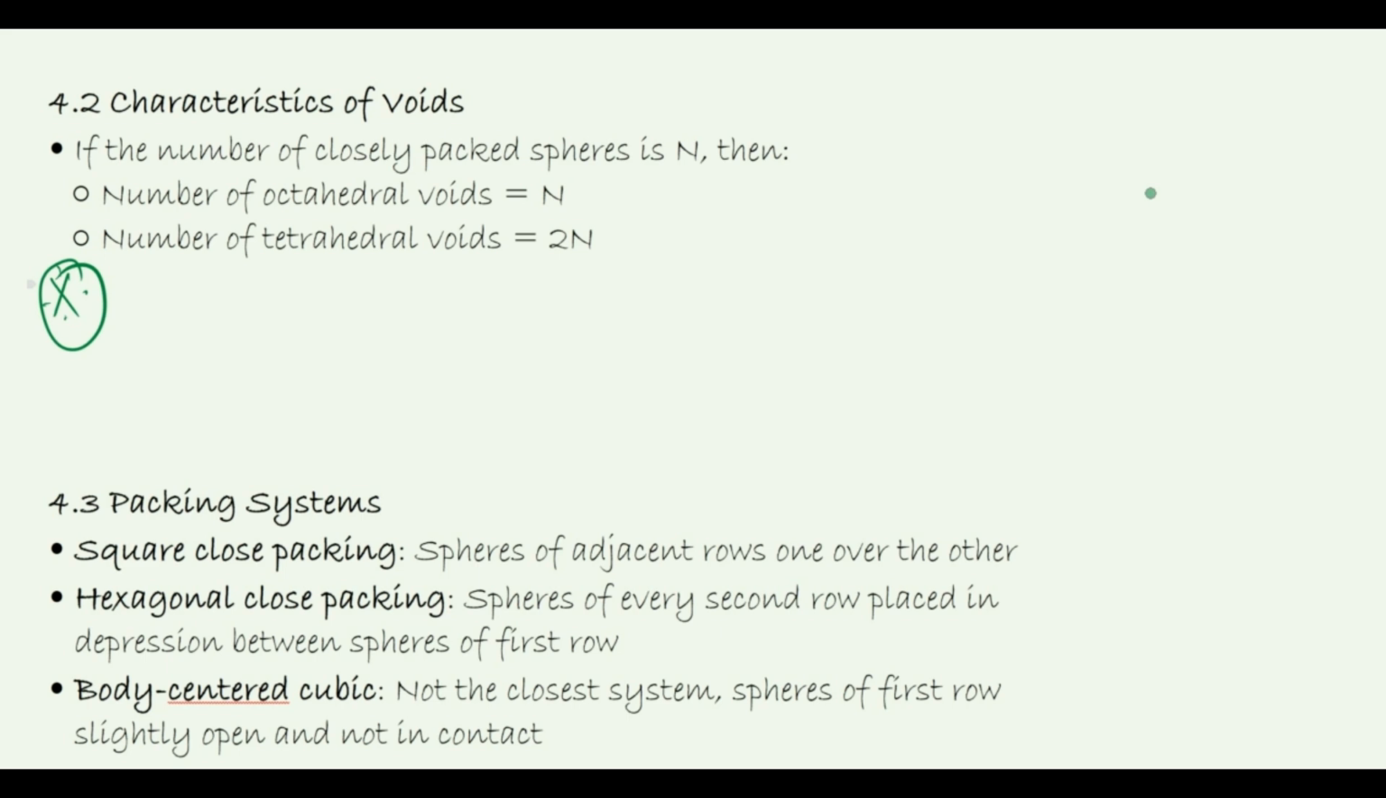Okay. If the number of closely packed spheres is n, then the number of octahedral voids is equal to n, and tetrahedral voids is n into 2. That's it. As simple as that. They'll give you the n value, just multiply it by 2 for asking for the tetrahedral voids and put it as such for octahedral voids.